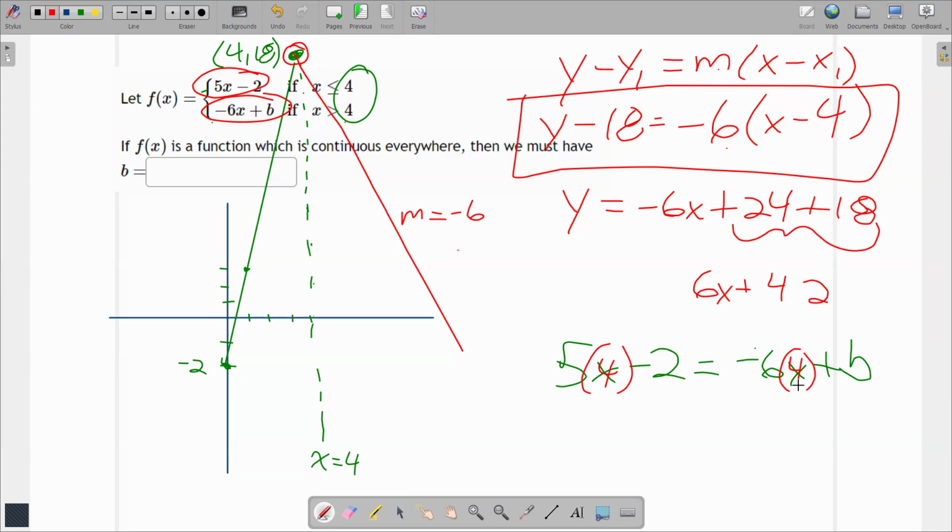This is going to give me 18 on this side equals -24 plus b. Yeah, add the 24 over and we get the same thing as b. We get b as 42.